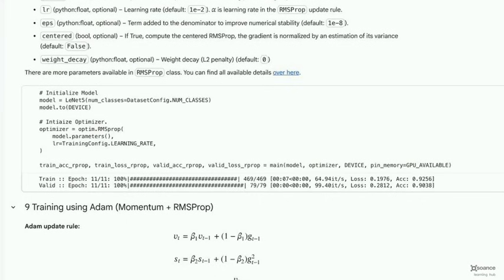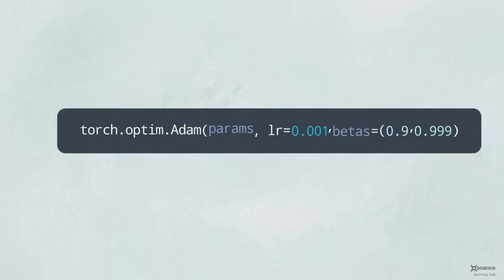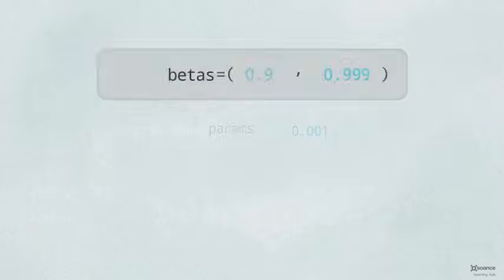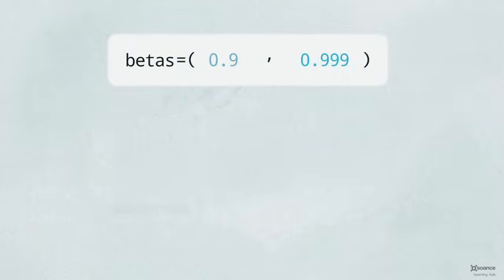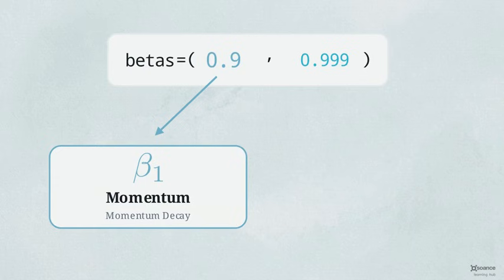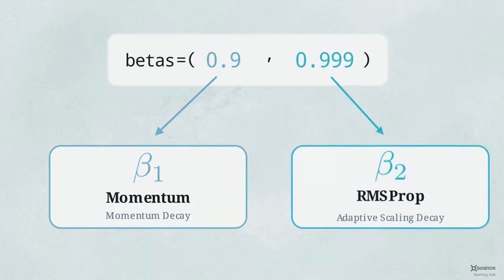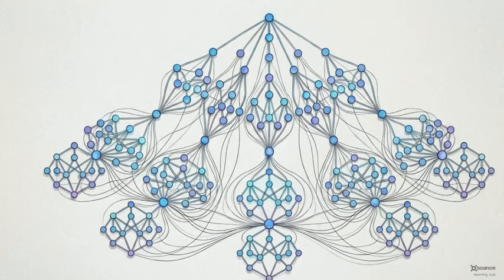These equations define Adam's update rule. It tracks both the first moment estimate, which acts like our momentum, and the second moment estimate, which scales our learning rate just like RMSProp. When we call this in PyTorch, we map these 2 mathematical concepts directly into the betas argument. The first value controls the momentum decay, and the second controls the adaptive scaling decay. Adam is the industry default today because it merges the best traits of both evolutionary steps into a single, highly stable function.